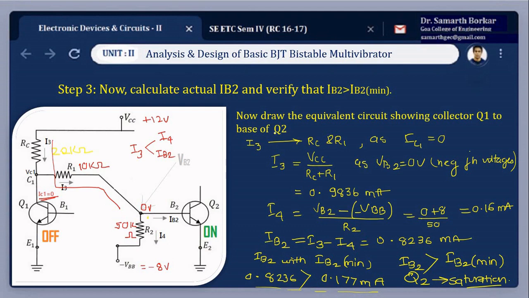So we can calculate the value of VC1 as VCC minus I3 into RC. I3 is the current passing through this resistor, so the total voltage drop across this resistor will be I3 into RC, which is subtracted from VCC. The difference is the voltage at this point. So VC1 equals VCC minus I3 into RC, which is 12 minus 0.98 equals 9.83 volts. So this is the value of VC1.